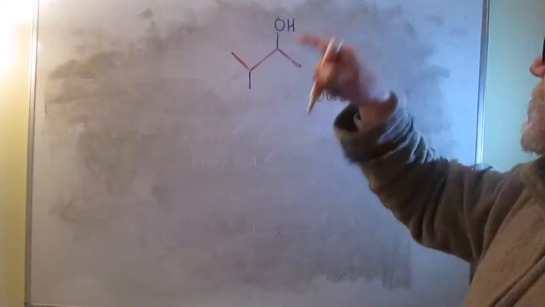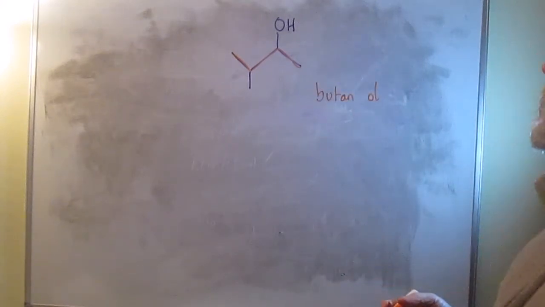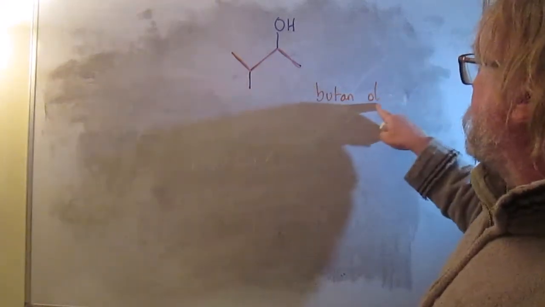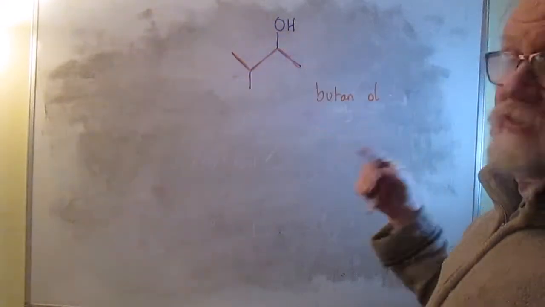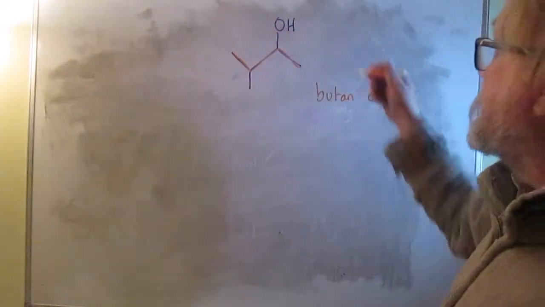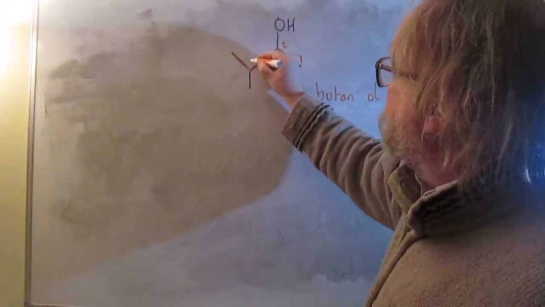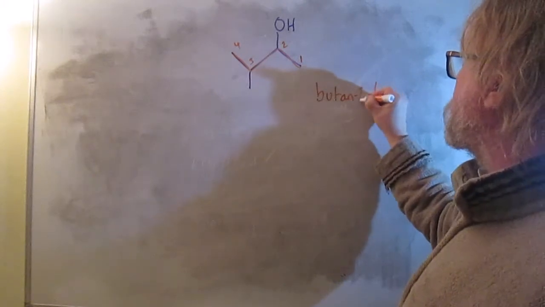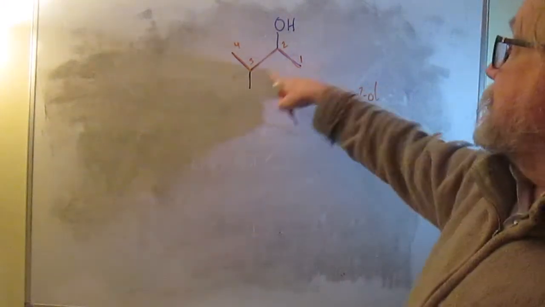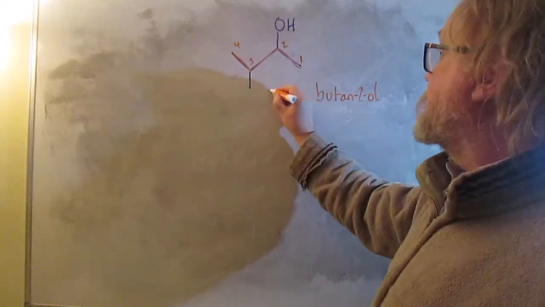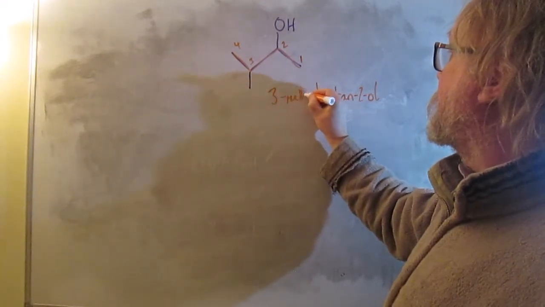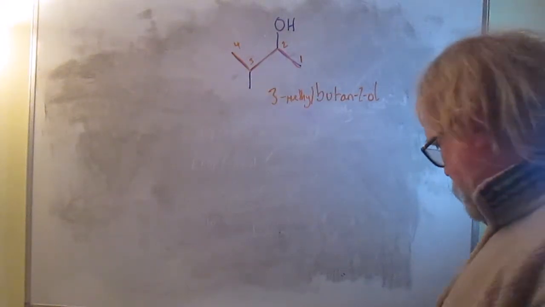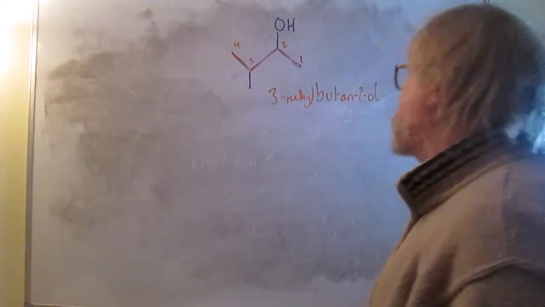So we have to decide which end to start numbering from in order to put the number in there. And the convention goes that whichever group is your ending, so the -ol, which comes from the OH group, takes priority to get the lowest number. So that means you have to number it this way round, so that the -ol gets to be 2 rather than 3. So it's going to be butan-2-ol. And then of course carbon 3 has the methyl group attached, so it's 3-methylbutan-2-ol is the name of that compound.